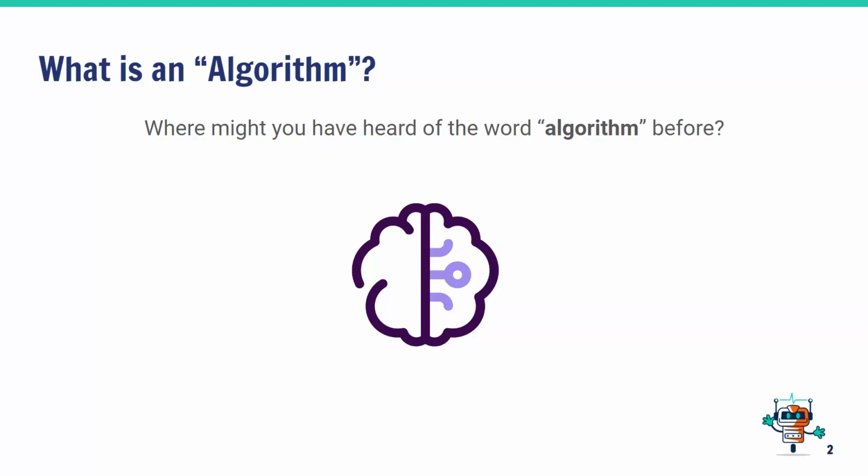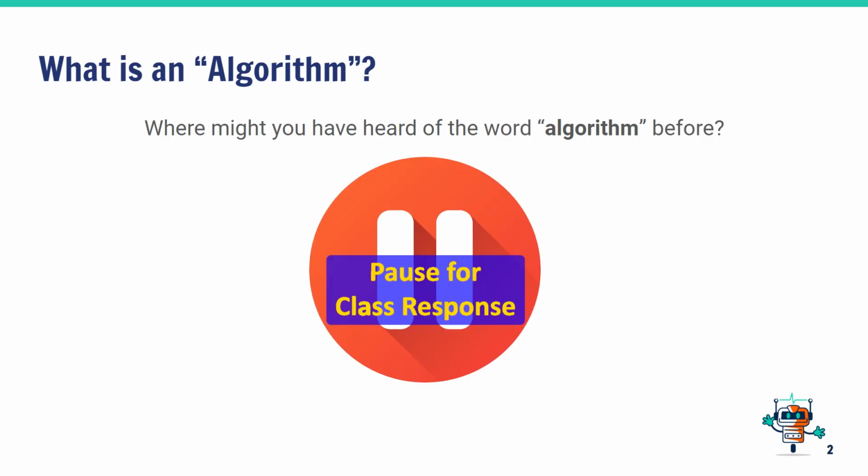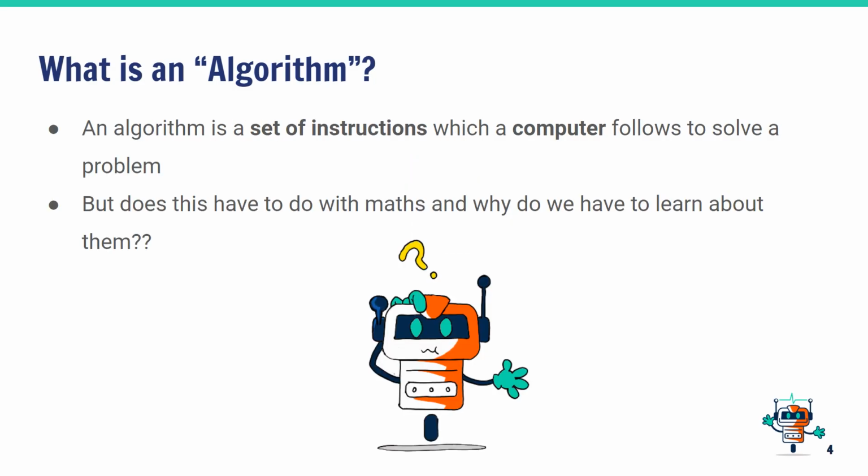Let's start with the word algorithm. Where might you have heard the word algorithm before? Well, an algorithm is a set of instructions that a computer follows to solve a problem.